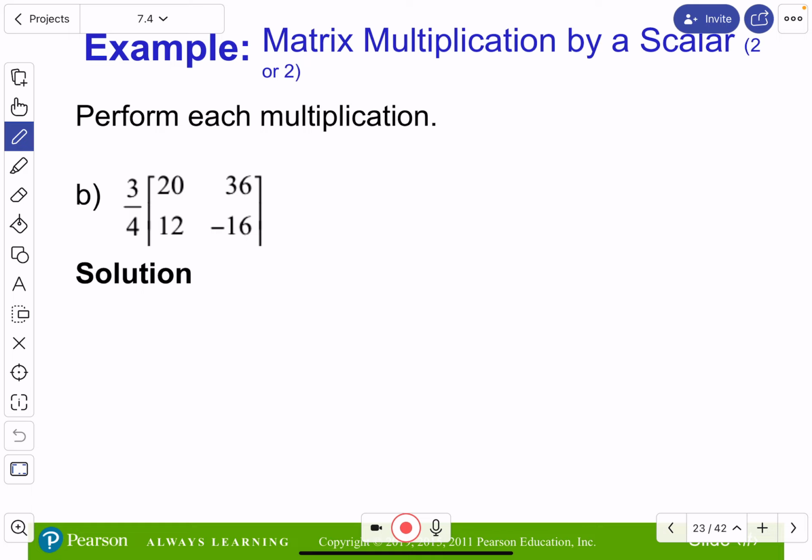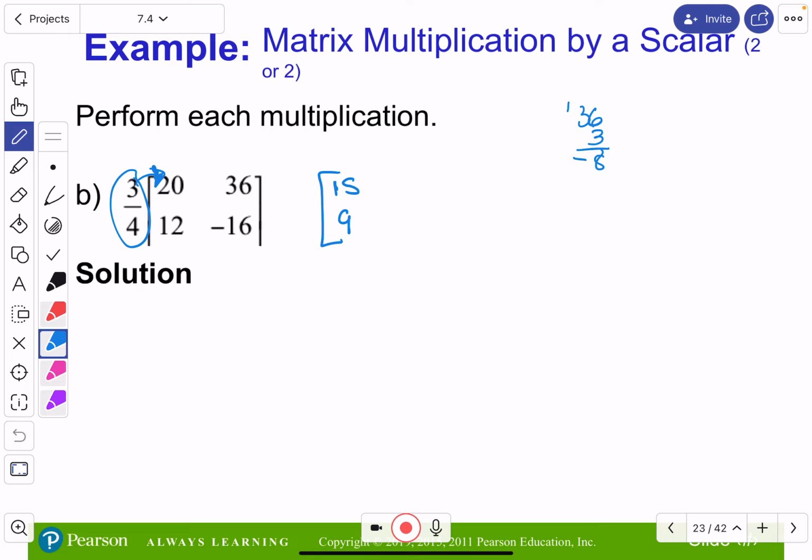Okay. You can do it with fractions too. 3/4 of 20. Well, if you did 20 times 3 is 60, divided by 4 is 15. Let's see, 12 times 3 is 36, divided by 4 is 9. 36 times 3 is 78, divided by 4. I don't think I did that right. Hold on. 36 times 3 is 108. Divided by 4 is 27. And -16 times 3 is -48. Divided by 4 is -12.